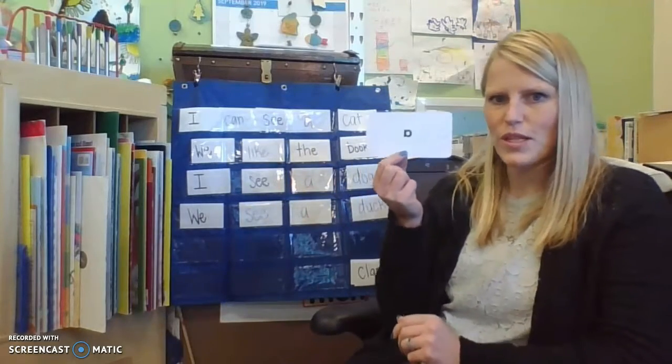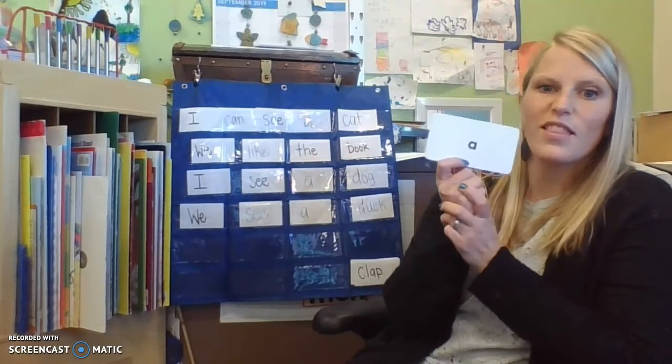Hi class, I am here to teach you our new sight word this week. Our new sight word is one of those small words again that are just one letter, and it's A. Okay? So we say A, and we can use this in sentences when we are talking about one thing.